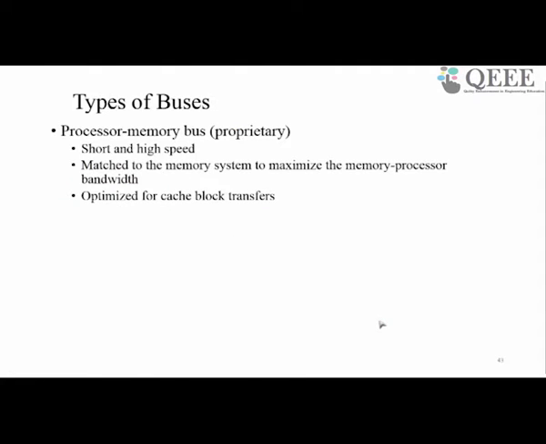So the types of buses are as follows. The processor-memory bus is a high speed bus, but only for short intervals, and it runs at the speed of the processor. So it matches the speed of the memory systems and it offers the bandwidth of the memory as well as the processor. It is usually optimized for transfer of blocks from the cache memory to the processor or from the main memory to the cache and so on.